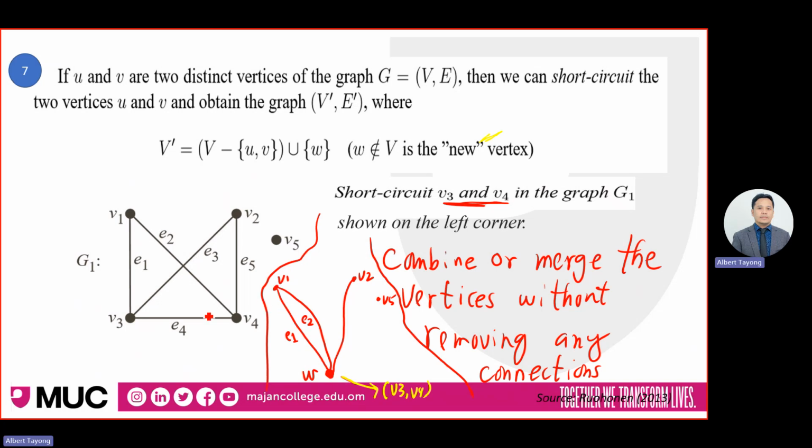And our E4 is V3 to V4. But V3 and V4 are together. So it will become a loop. Okay, that is our E4. And our E5 is from V2 to V4. So V2 to W. This is our E5. So this is our answer actually.